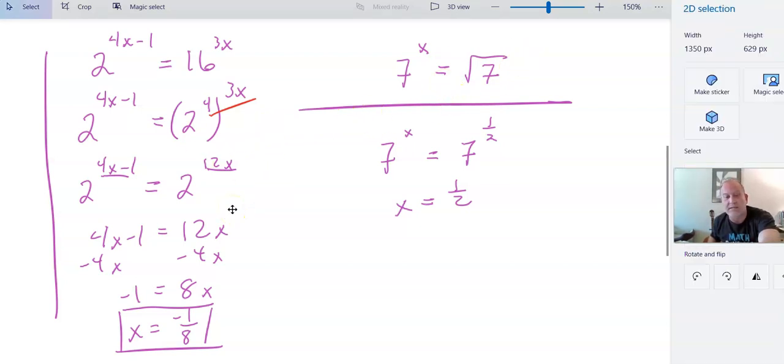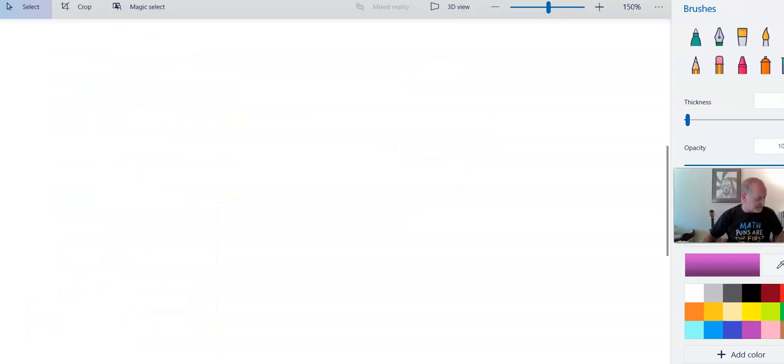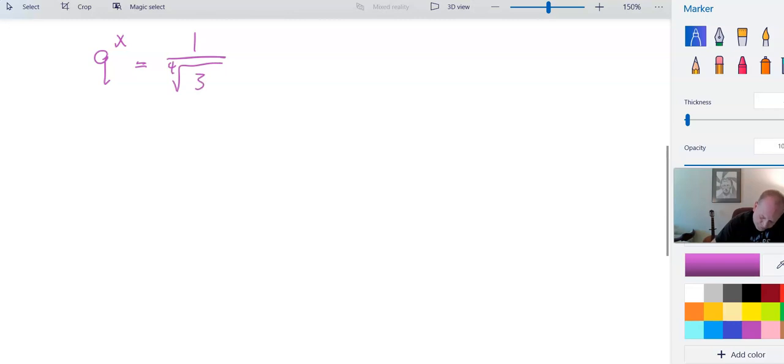Okay, so let's go ahead and delete that, and we'll look at the next couple examples here. Okay, so let's look at 9 to the x is equal to 1 over the 4th root of 3. Okay, and then the other one I want to try is e to the x plus 4 is equal to 1 over e to the 2x. Okay, so those are the two I want to work on.